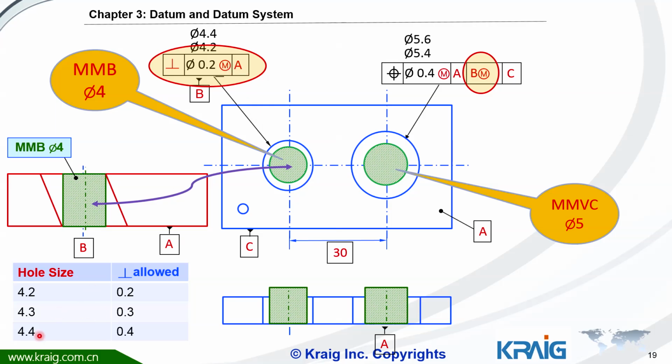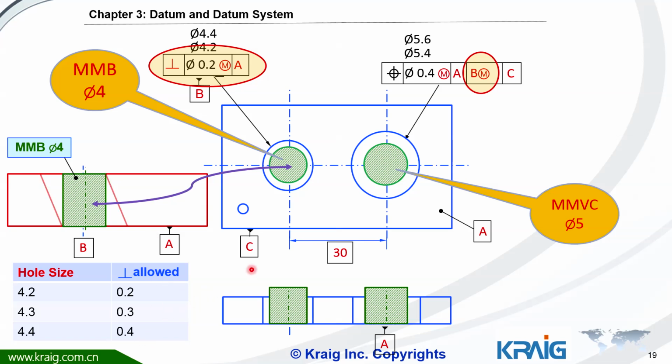If the diameter is 4.4, then the total perpendicularity will be 0.4, right? So this is the explanation of this perpendicularity. So what does it mean here? It means if the actual size is 4.2, then the actual perpendicularity should be less than 0.2, right? Similarly here, if the actual size is 4.4, the actual perpendicularity should be less than 0.4, right?